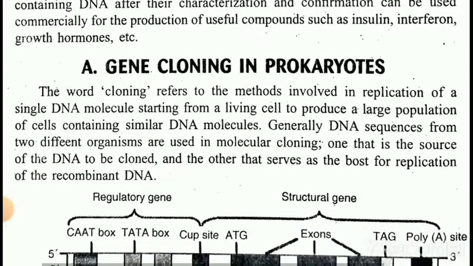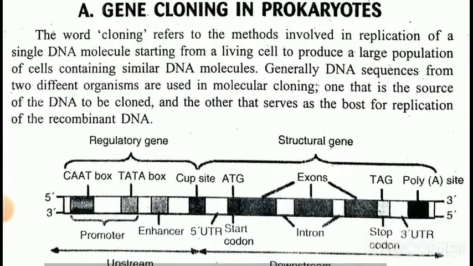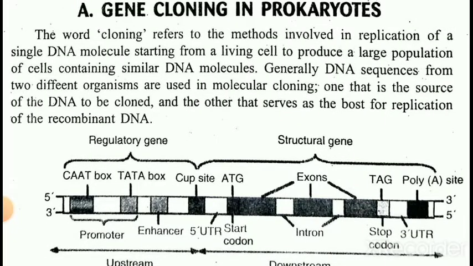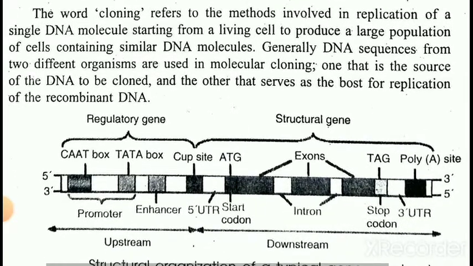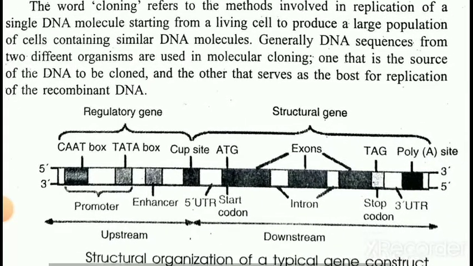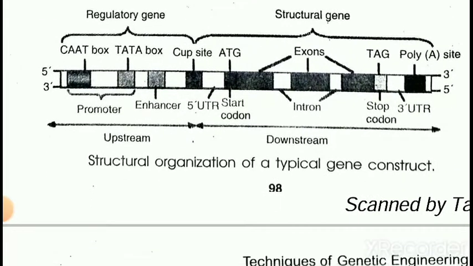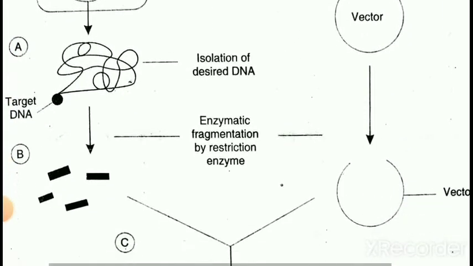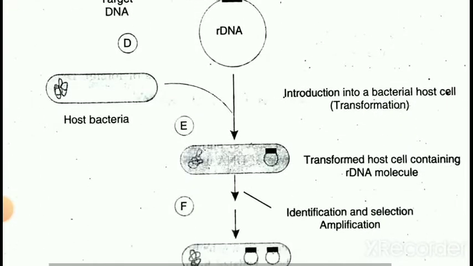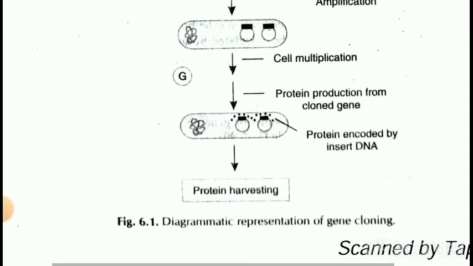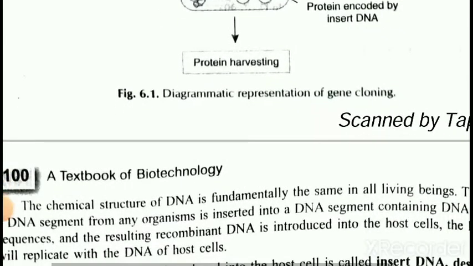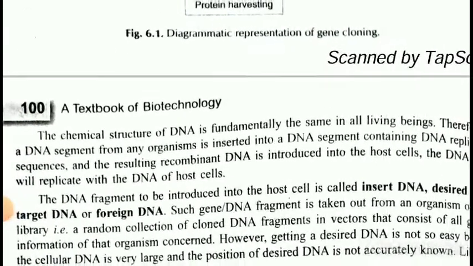A. Gene cloning in prokaryotes. The word cloning refers to the methods involved in replication of a single DNA molecule starting from a living cell to produce a large population of cells containing similar DNA molecules. Generally, DNA sequences from two different organisms are used in molecular cloning, one that is the source of the DNA to be cloned, and the other that serves as the host for replication of the recombinant DNA. See the figure, structural organization of a typical gene construct. See figure 6.1, diagrammatic representation of gene cloning.